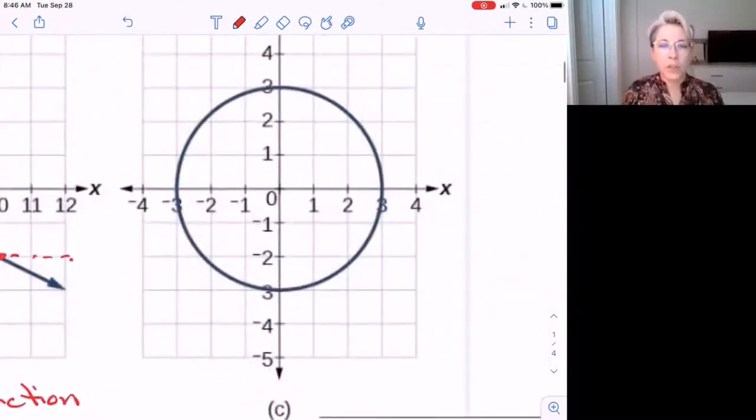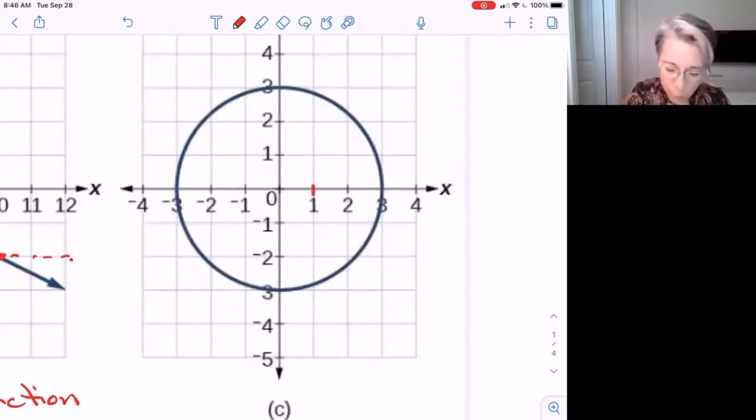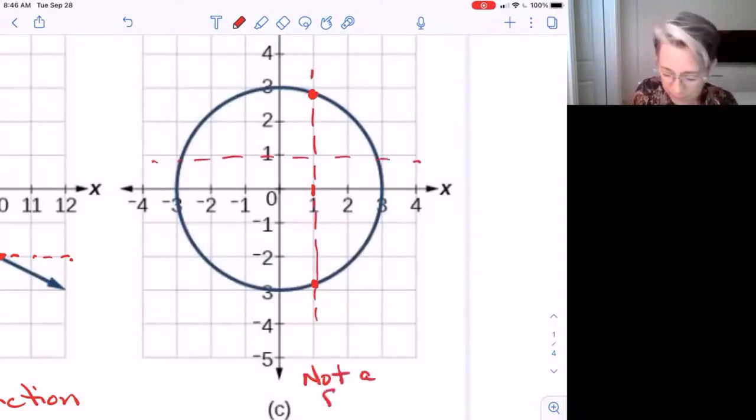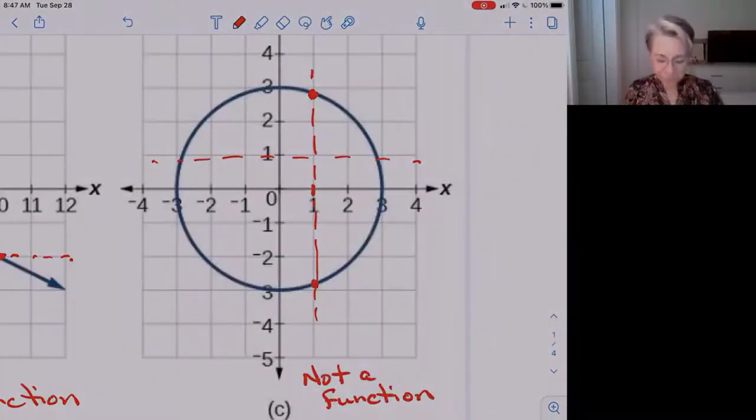Our third graph, the circle, if you remember, is not a function at all, because if I were to pick an x, let's say 1, it hits the y twice. So it has to be a function first before we check to see if it's a one-to-one function. So we don't even need to check here. It wouldn't pass a vertical line test nor a horizontal line test. So this guy is just not a function at all.